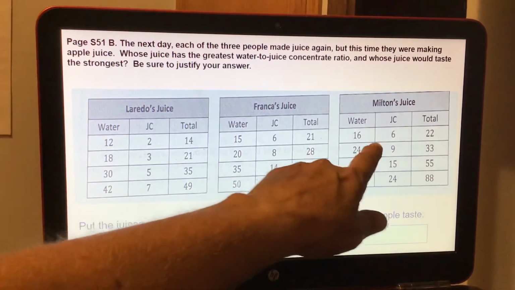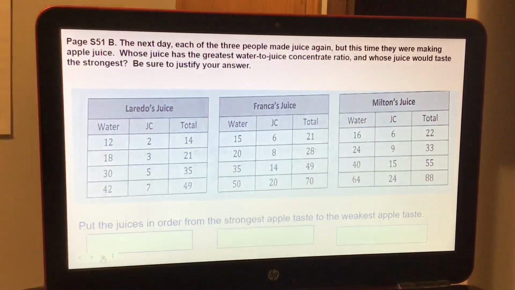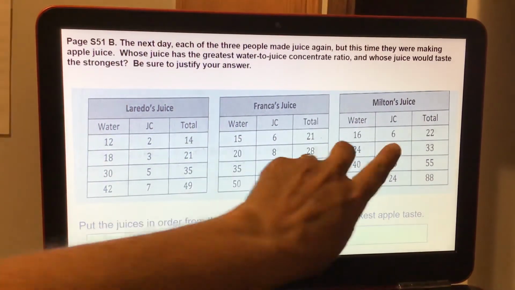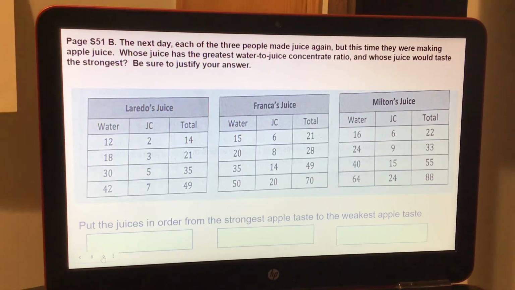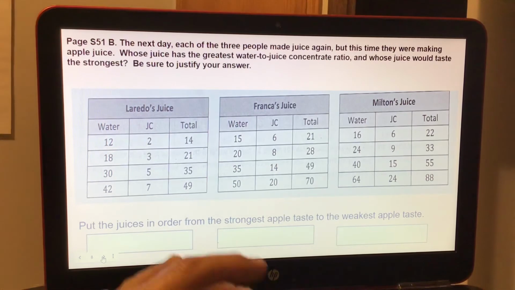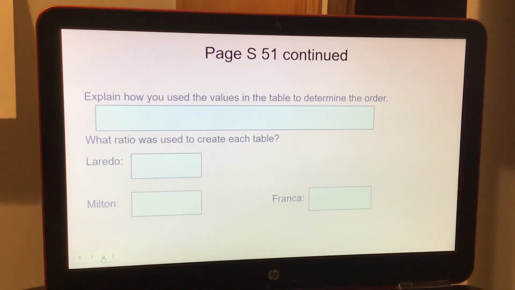And then the last one, 16 over 6. Divide both by 2 because you know they're both even numbers. So 2 goes into 16 8 times, and 2 goes into 6 3 times. So 8 to 3. Put the juices in order from the strongest apple taste to the weakest apple taste. So I'm going to let you fill that out based on what we learned.